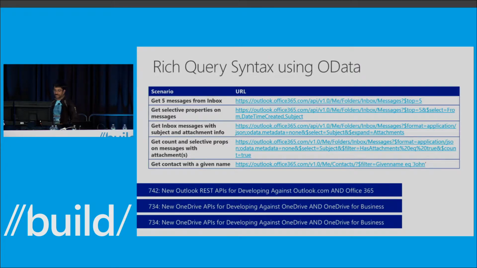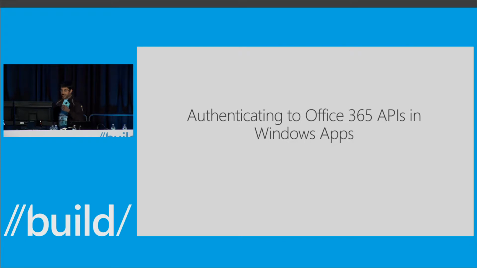And there are some sessions that you can also watch on Channel 9 if you want to go deeper into these APIs, how they work, and what rich features they offer. So one of the things we saw was it's all in Azure AD. You need to authenticate. There's an OAuth flow. So how does this work in Windows 10? How many of you are familiar with OAuth?